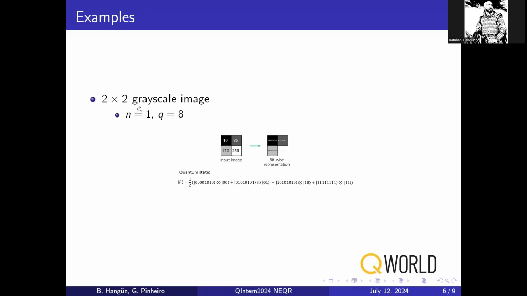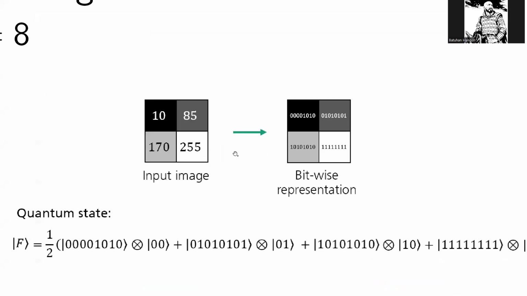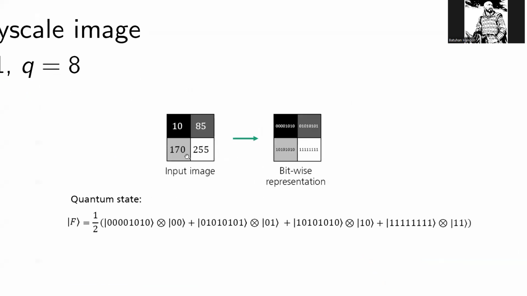And this is an example of a 2 times 2 grayscale image. Since it's a grayscale image, q is 8, and since it's 2 times 2, n is 1. This is the digital image representation for humans, and this is the bitwise representation. Since it's 8 bits, we can represent each value using 8 bits.